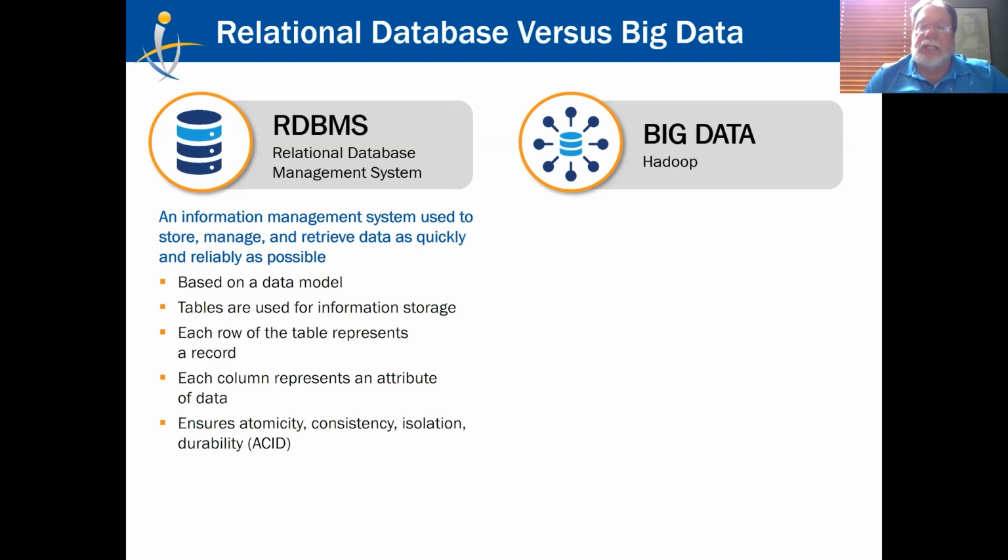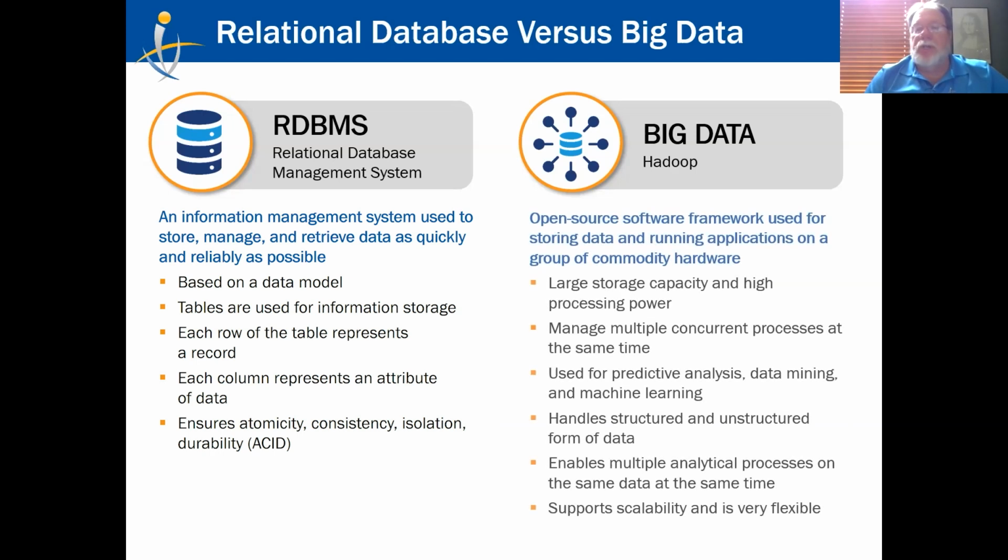A function that guarantees this is called ACID. It's an acronym that refers to the four sets of key properties that define a transaction: atomicity, consistency, isolation, and durability. Now, relational systems are used mainly with structured data and real-time applications.